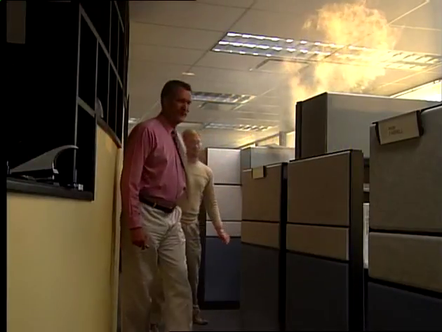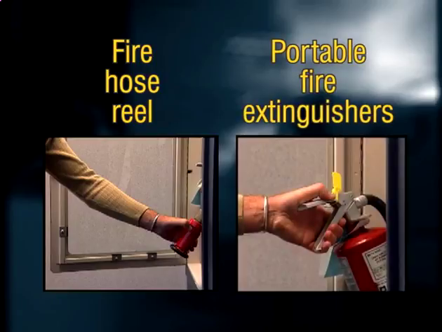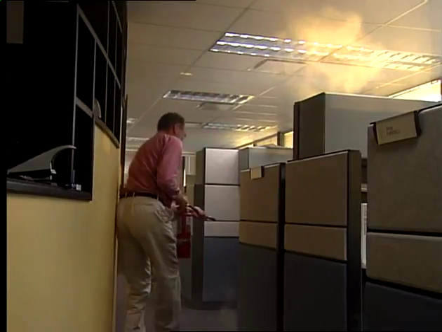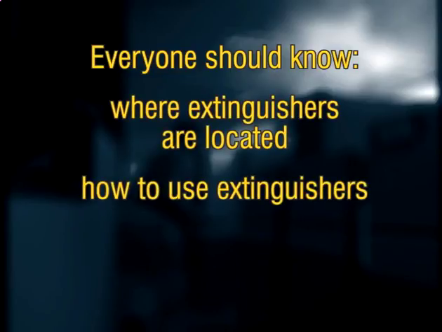A decision must then be made as to whether or not it is safe to attack the fire. Most offices are equipped with 2 types of first attack firefighting equipment: the fire hose reel and portable fire extinguishers. In most cases, the portable fire extinguisher will be the appropriate equipment to use. Everyone should know the location of the fire extinguishers in the office and how to use them.